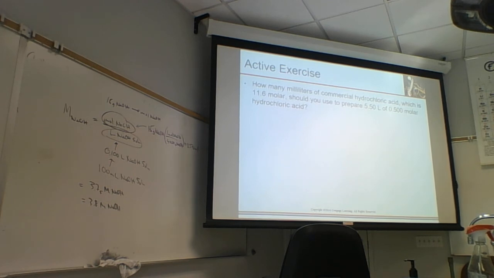All right, how many milliliters of commercial hydrochloric acid, which is 11.6 molar, should you use to prepare 5.50 liters of 0.500 molar hydrochloric acid? So when we buy hydrochloric acid, we buy the concentrated stuff. It's a lot cheaper in the long run to buy the concentrated stuff and then just dilute it. So the concentrated stuff, that's commercial, is 11.6 molar.